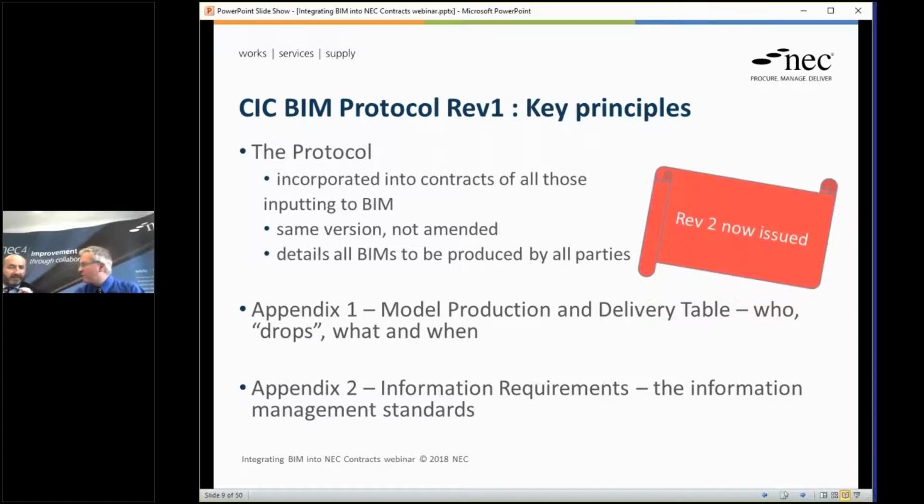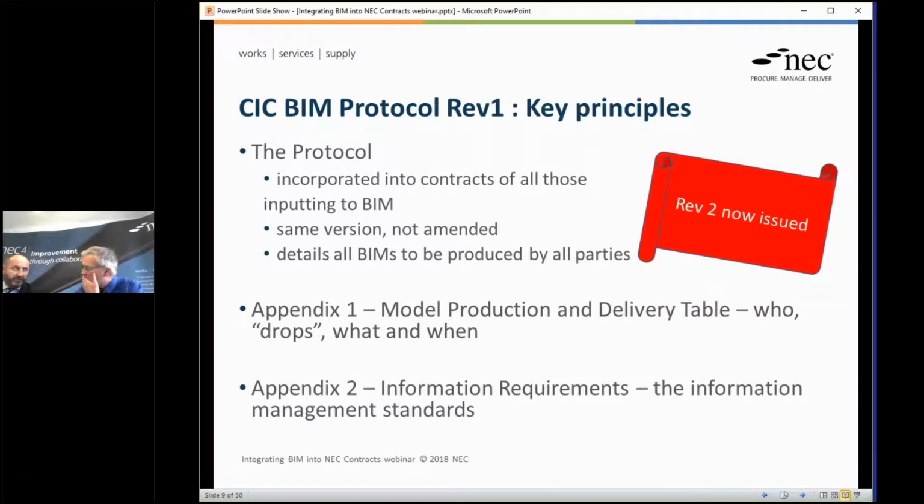And I think you're saying that in that original protocol, the way it worked was as it was incorporated into these separate contracts. There's a lot of people that were concerned about the sort of overriding nature of this. You can use BIM, it takes precedence over everything else in your contract, which for a lot of clients wasn't appropriate. And we'll see in a minute that's been diluted a little bit in Rev 2.